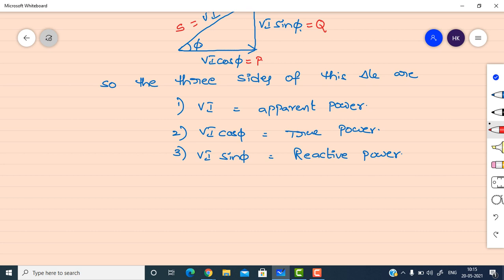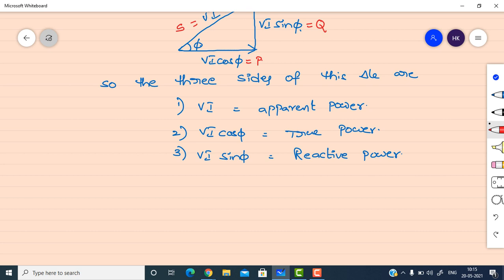So from this we can define the apparent power. Apparent power is nothing but a product of voltage and current, and those voltage and currents are RMS values, and it is denoted by the letter S. In the same way true power is denoted with letter P, and it is the product of voltage, current and cosine of the angle between the voltage and current. Here phi is the phase angle difference between voltage and current. In the first phasor diagram we defined that, phi is the phase angle difference between voltage and current.